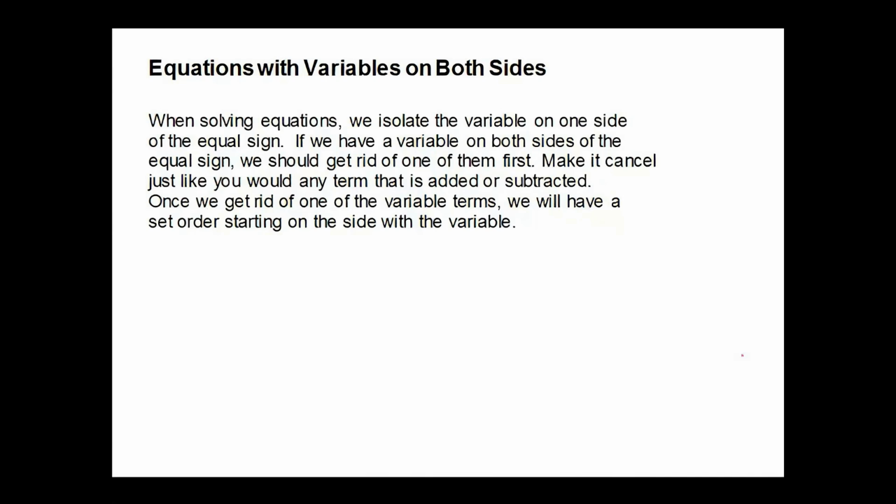Equations with variables on both sides. When solving equations, we isolate the variable on one side of the equal sign. If we have a variable on both sides of the equal sign, we should get rid of one of them first. Make it cancel just like you would any other term that is added or subtracted. If it is added, you would subtract. If it's subtracted, you would add. Once we get rid of one of the variable terms, we will have a set order, starting on the side with the variable. Here's an equation with a variable on both sides.